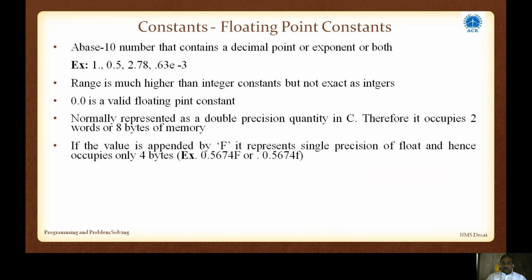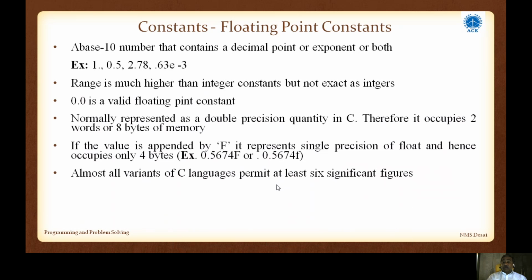Suppose I declare const float x is equal to 2.3 F, it is single precision. If I don't put F, it is double precision. Accordingly, the methodology I use to take out the output changes in the print statements. Almost all variants of C permit at least 6 significant figures, minimum 6. That means if I give the value 2.3 and print its output, I will get 2.3 followed by 5 zeros, 6 decimal positions, right?